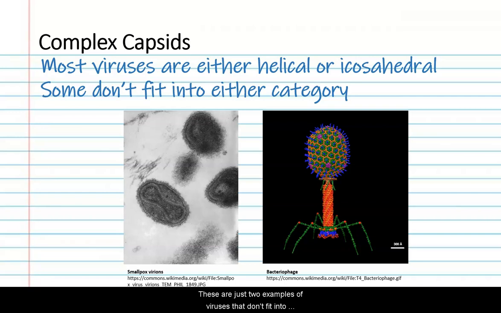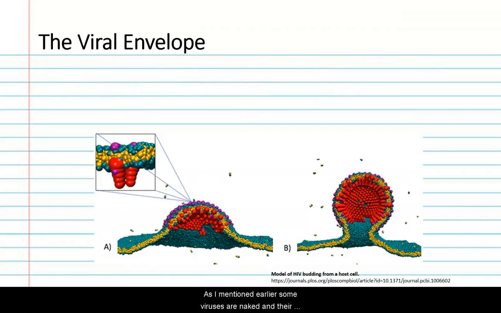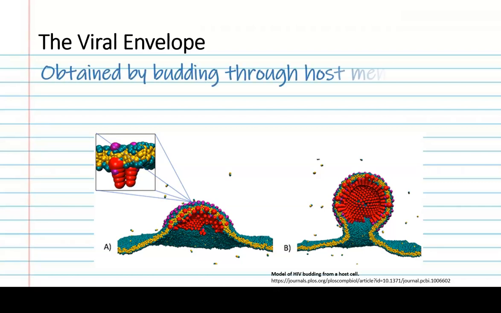These are just two examples of viruses that don't fit into the categories of helical or icosahedral, but most are going to fit into those categories. As I mentioned earlier, some viruses are naked, meaning their external surface is composed of the capsid proteins, while others are enveloped. An enveloped virus obtains a phospholipid coating as it buds through host membranes.